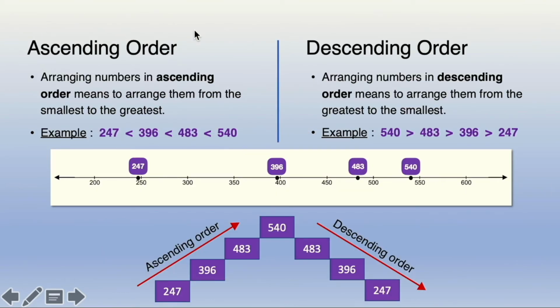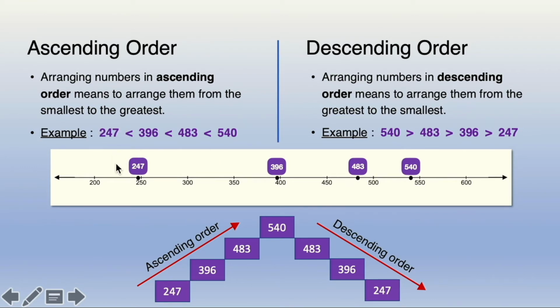Now, what do we mean by ascending order and descending order? Arranging the numbers in ascending order means to arrange them from the smallest to the greatest values. So over here we have 4 numbers, and for better understanding, these numbers are plotted or marked along the number line. So over here, this number 247 has the least value out of all these 4 numbers. So in our ascending order, this will be our first number.